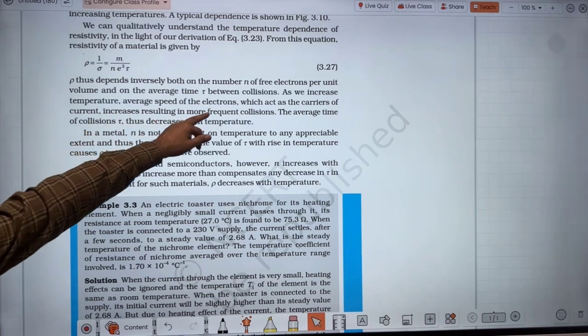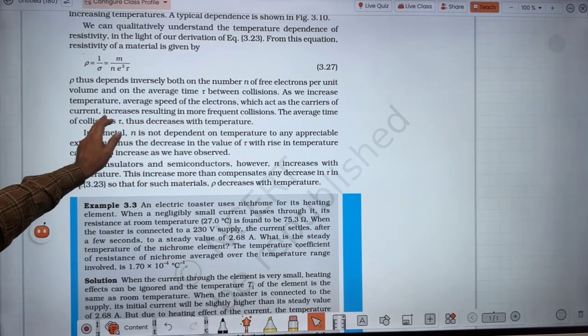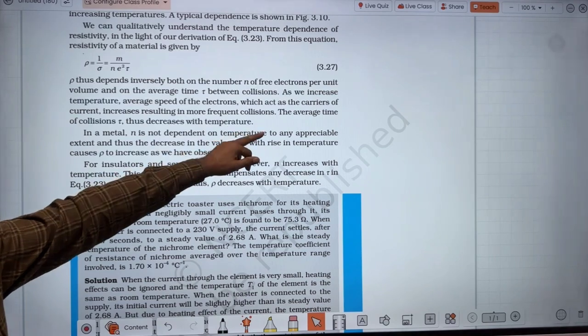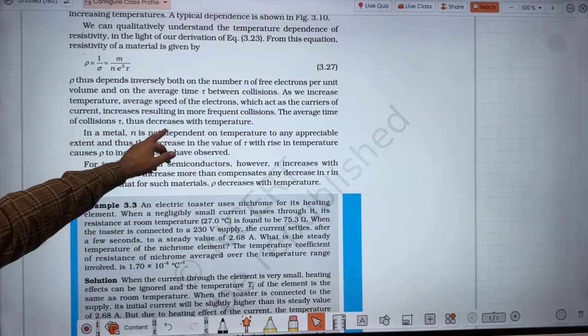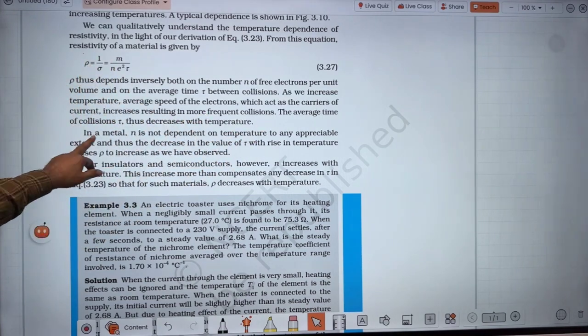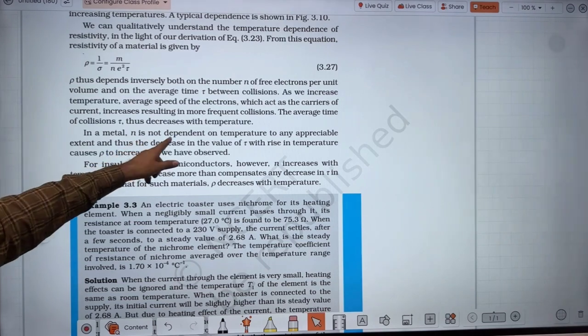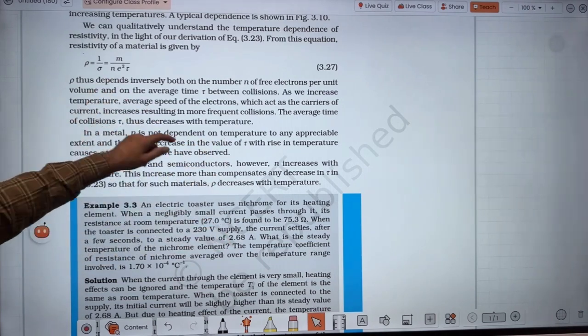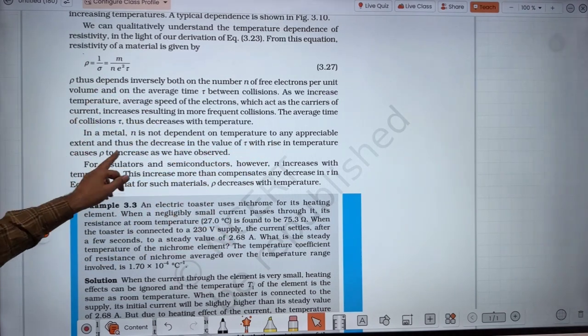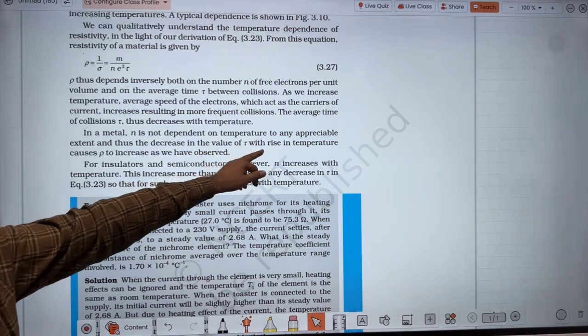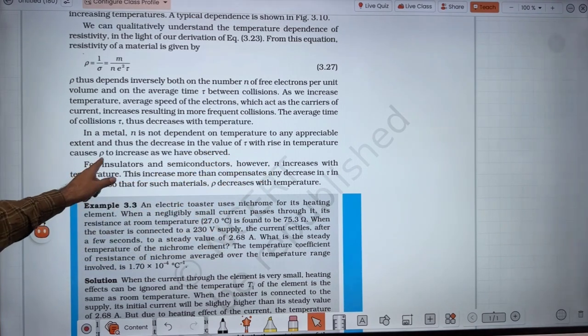So the average speed of the electrons, which act as the carriers of the current, increases, resulting in more frequent collisions. The average time between collisions thus decreases with temperature. So one thing will happen. In metal, n is not dependent on temperature, so it will remain constant to any appreciable extent, and thus the decrease in the value of tau with a rise in temperature causes rho to increase, as we have observed.